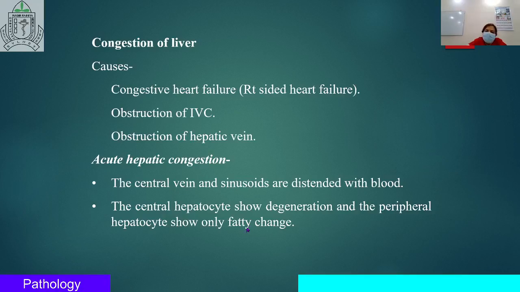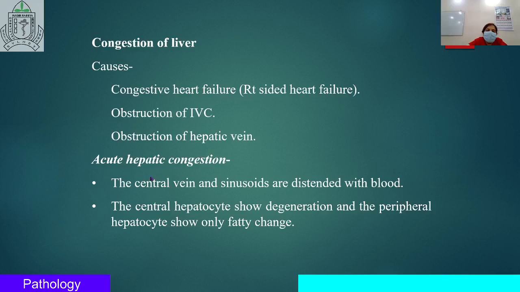We know that. In pathology, the students who correlate more understand easily. So, in acute hepatic congestion, why do the central hepatocytes undergo necrosis or degeneration and the peripheral hepatocytes undergo fatty change?